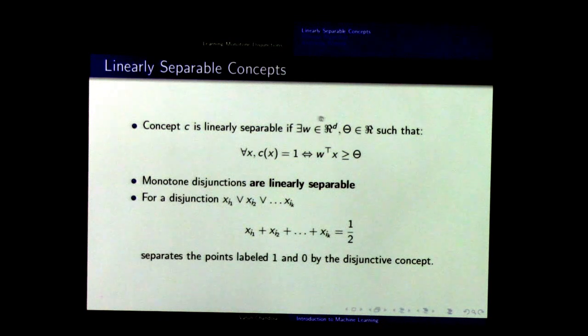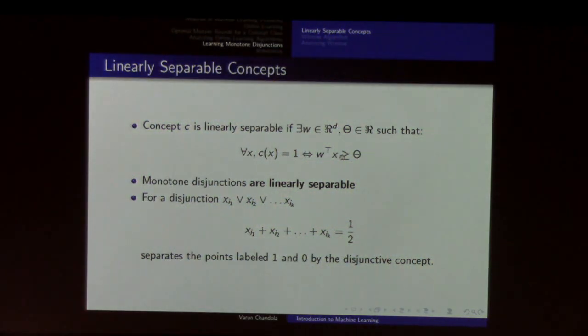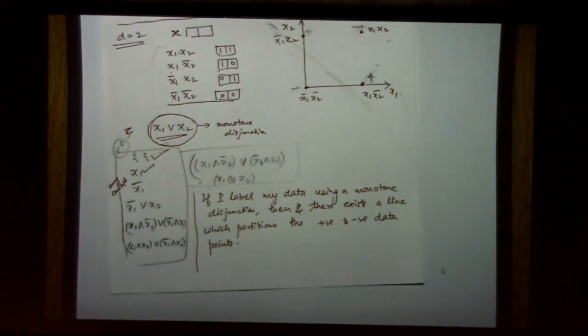So what I'm saying is that there exists a vector W of D elements and theta belonging to R, which means theta is a scalar value, one value, but it can go from minus infinity to plus infinity, such that if C of x equals 1, which means if the concept calls a data point as 1, then the dot product between x and W will be greater than or equal to theta. So let me go to my notes before you get even more confused.